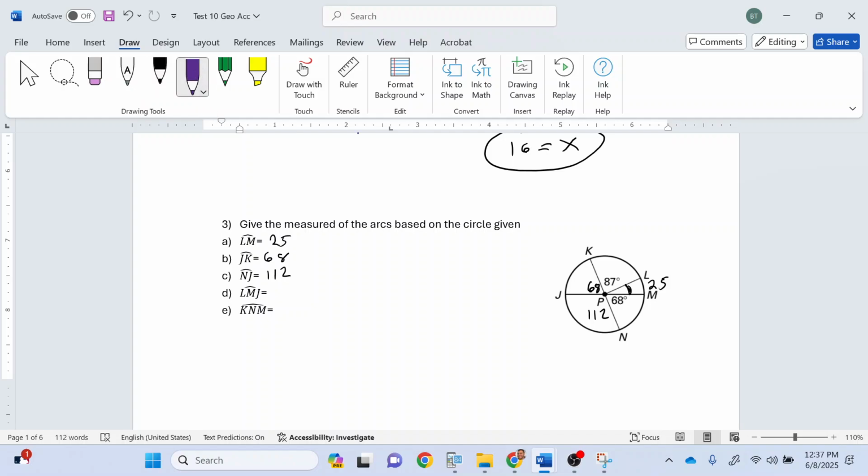LMJ, so I have to be careful when I read this because I go from L to M to J, so I have to go through this way. So that's 25 plus the 180, that would be 205. And then KNM, so I start at K, I pass by N and go to M. So it should be this part, which is going to be 180 plus 68, is 243.